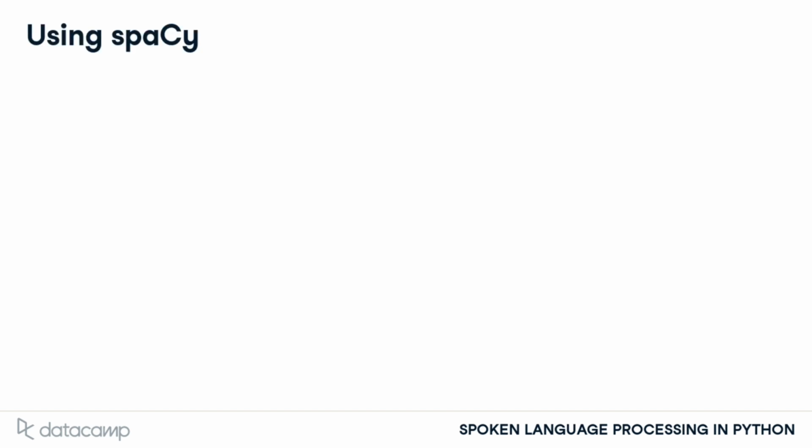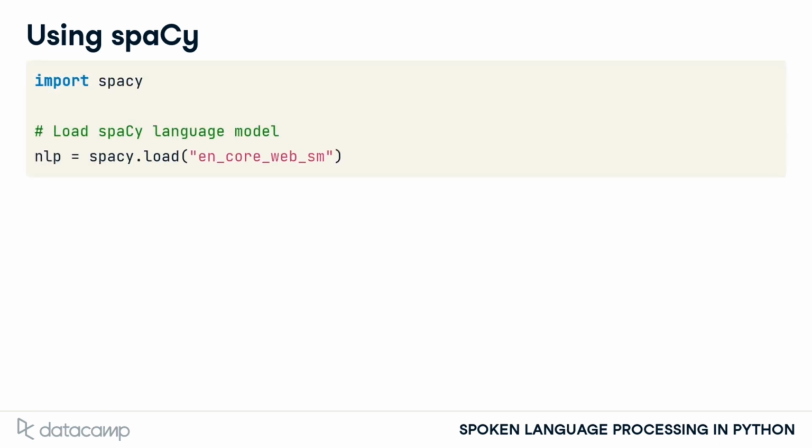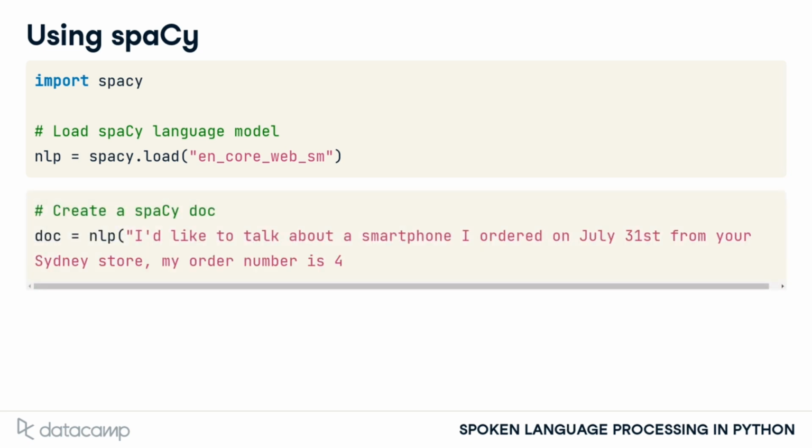spaCy works by turning blocks of text into docs. Docs are made up of tokens and spans. You can think of tokens as individual words and groups of tokens or sentences as spans. Let's see. First, we import spaCy, then we load the language model and save it to the conventional variable nlp. Then, to create a spaCy doc, we pass the string of text we want to use to nlp.